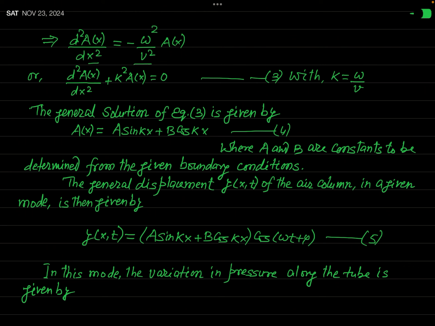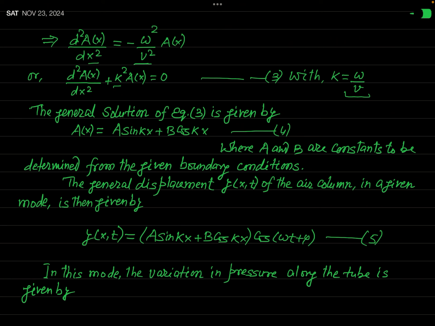Okay. And when you will bring this term in RHS, in LHS, this will become plus, and instead of omega square over v square, I have written k square. Okay. So our result is d2a by dx square plus k square a equal to 0, where k has been written instead of omega over v.